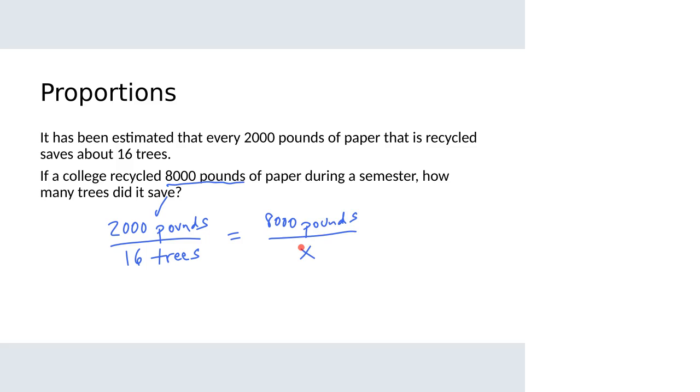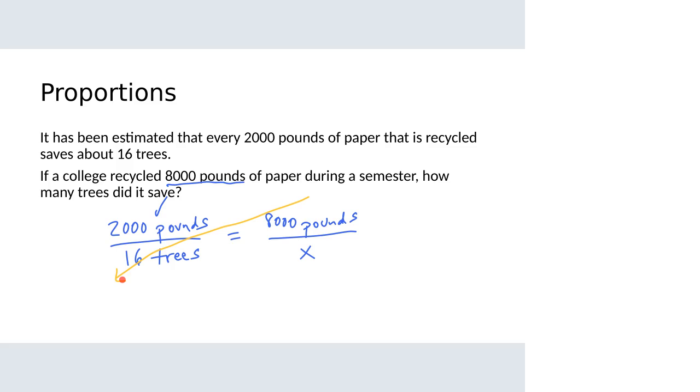If you wanted to set this up with trees on top and pounds on the bottom, you could. Just make sure you do that with both fractions. If you put trees on top in this fraction, then you also have to put trees on top in this fraction. My guess is you won't have trouble solving once you get your proportion set up, but you want to make sure you're careful when you do set them up. So we'll go ahead and finish this one up then.